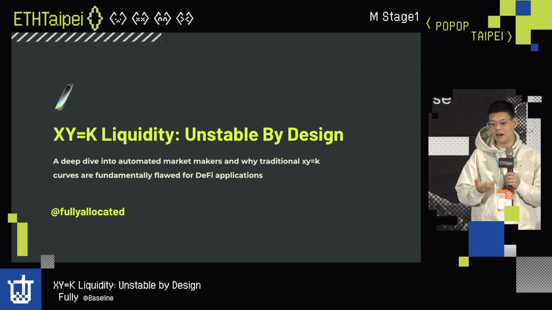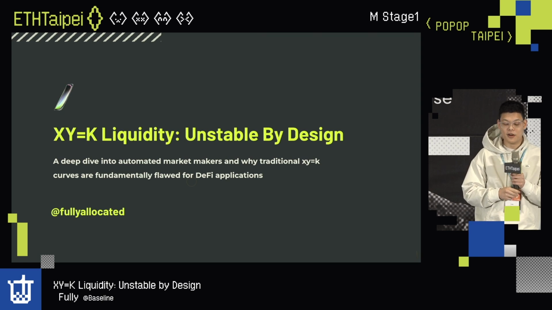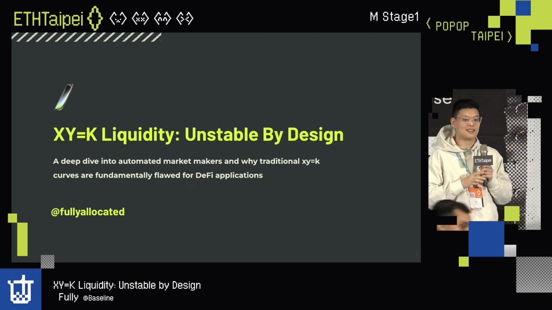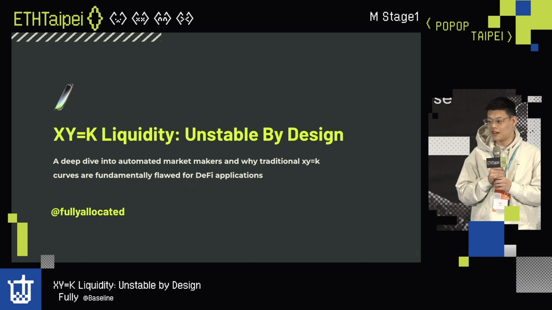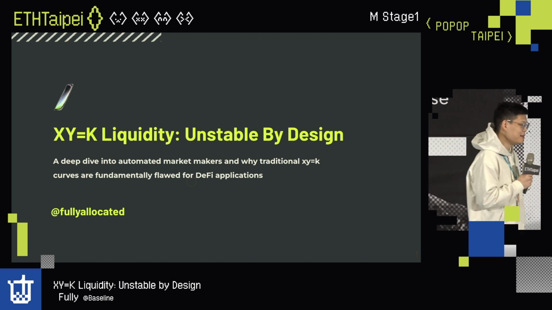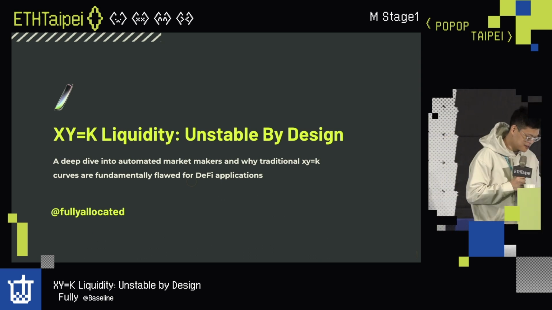It's actually a very commonly used AMM. So this talk is specifically about how XYK is probably not the best liquidity structure. It has nothing to do with Uniswap. But yeah, let's get started.